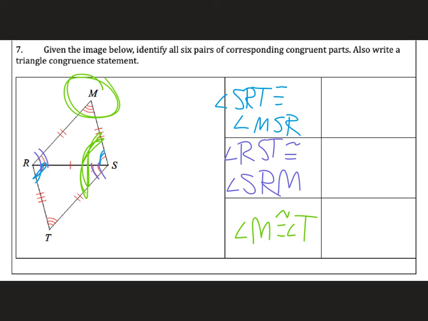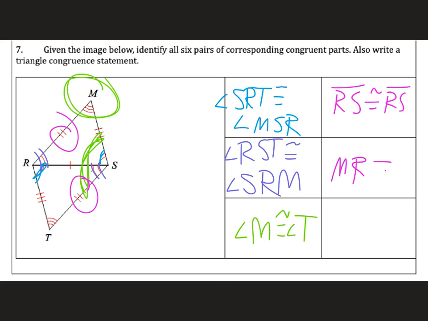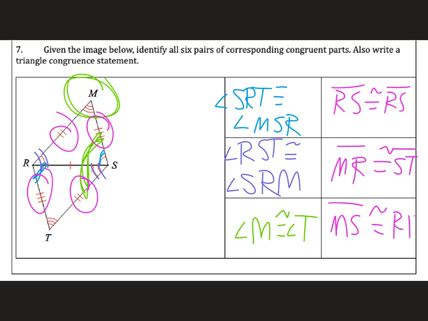Now I also have to do sides. So RS is congruent to RS. If I look here, MR and ST are the same. And then the last ones are MS and RT. And I have done all 6 pieces.